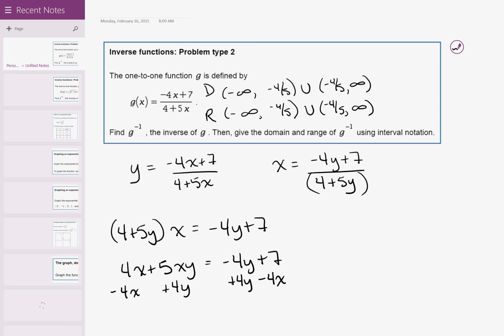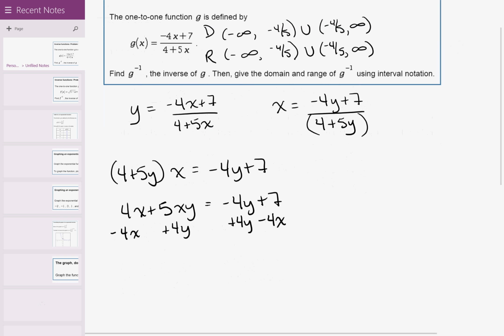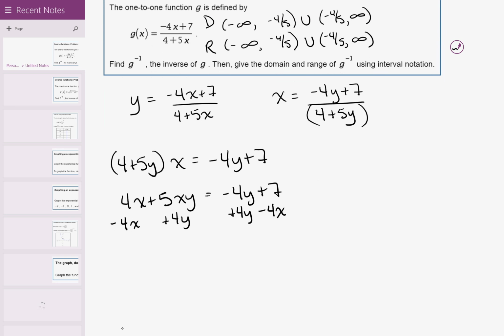And if you can't see what to do in one step, use multiple steps. Get the y's all on one side and then figure out how to get rid of everything else. Move it to the other side. Okay, so this is 5xy plus 4y is equal to 7 minus 4x.